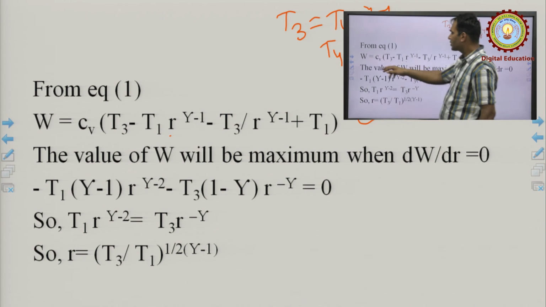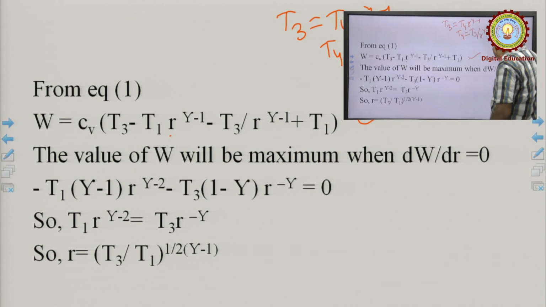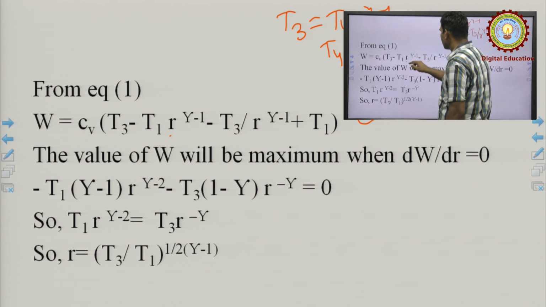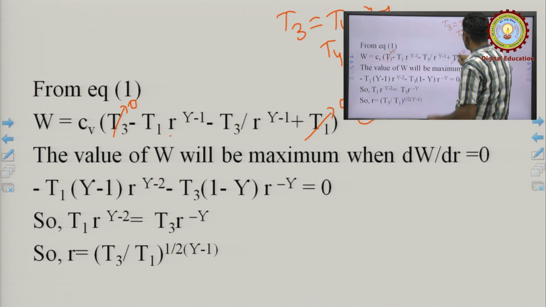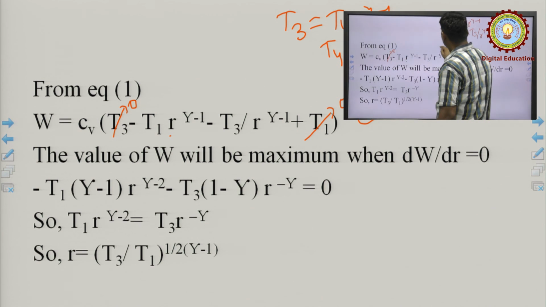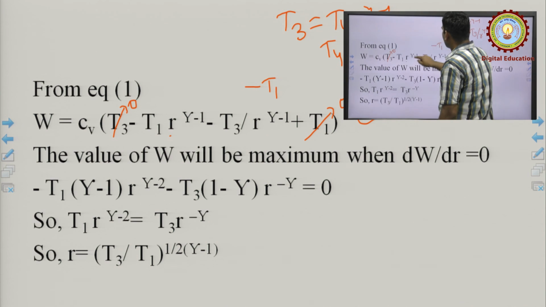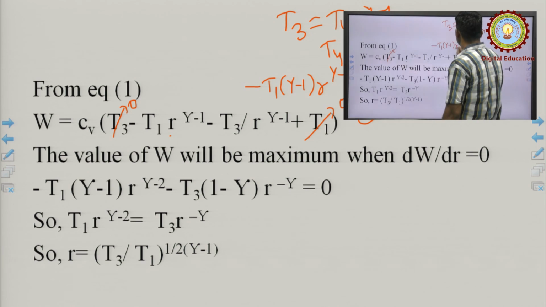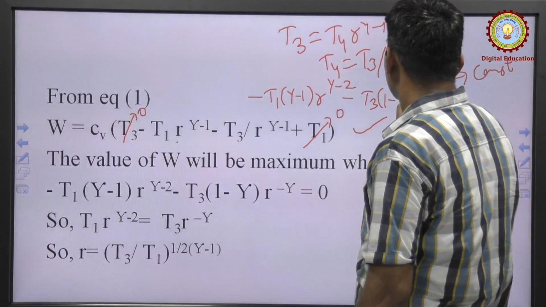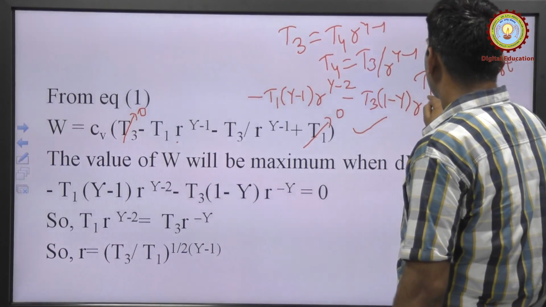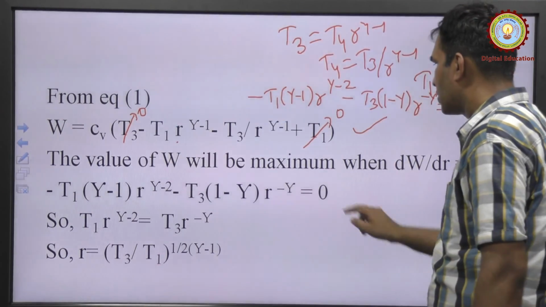So differentiating this work with respect to r and keeping T1 and T3 constant, we get the differentiation of T3 is 0, similarly differentiation of T1 is 0, and the differentiation of r^(gamma minus 1) is minus T1 (gamma minus 1) r^(gamma minus 2). Similarly here, minus T3 (1 minus gamma) r^(minus gamma) is equal to 0, this relation.